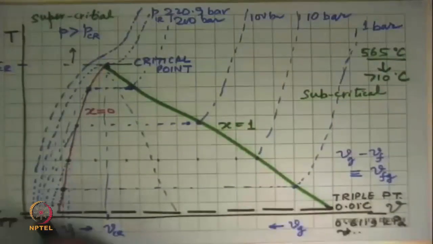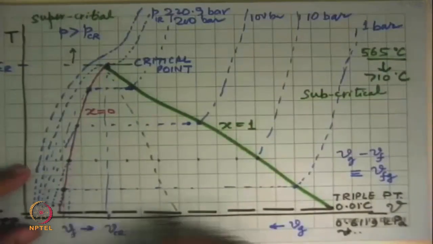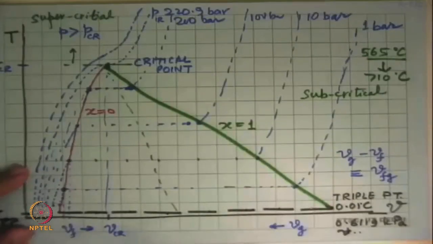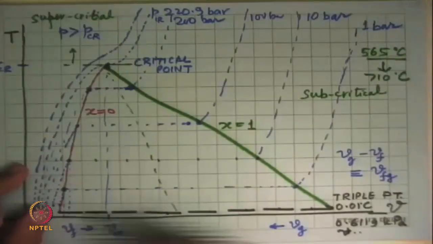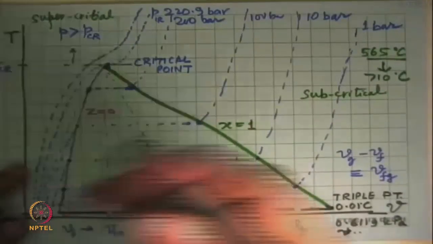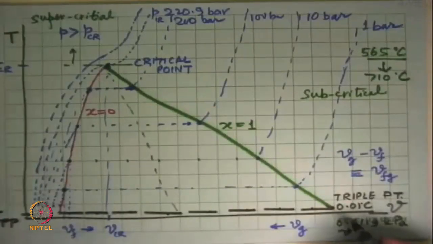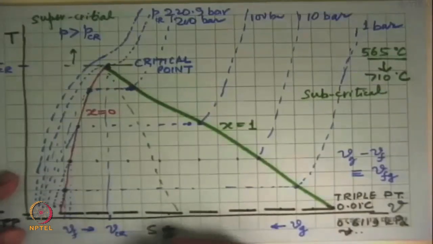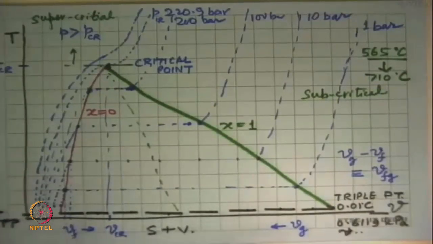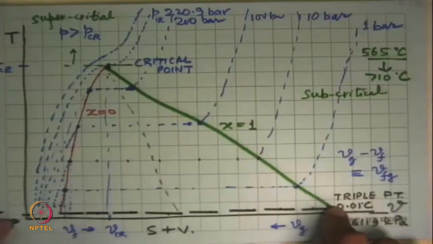So the triple point line and all these states are triple point states, which means that there will be solid plus liquid plus vapor existing on this line. And if you go to temperatures below the triple point temperature, there is no possibility of a liquid. You will only have solid plus vapor formation.